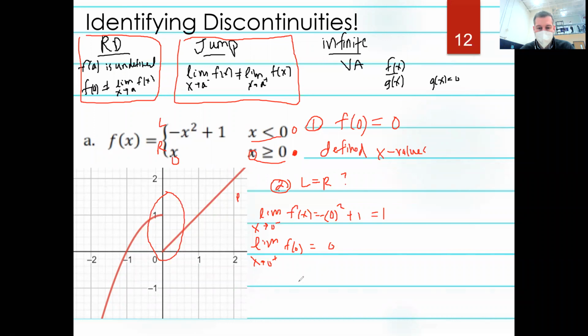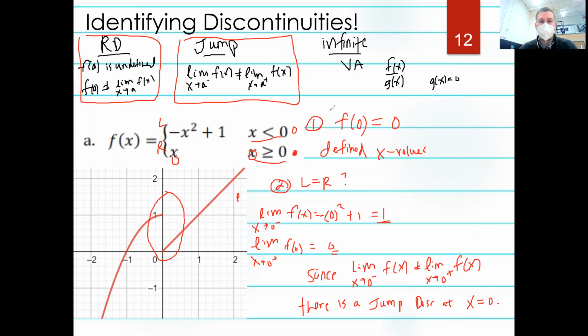So we have to know that since the left-handed limit at 0 of f of x, make sure to name the function, is not equal to the right-handed limit as we get to 0 of f of x. Since those two limits are not equal, since those are going to two different numbers, there is a jump discontinuity at x equals 0.